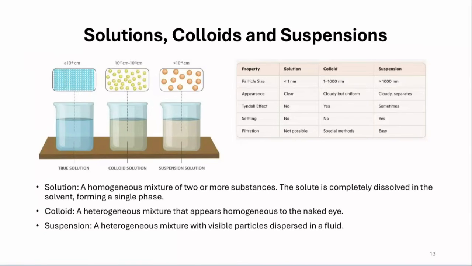Overall, when it comes to homogeneous and heterogeneous mixtures, they can be classified as either true solutions, colloids, or suspensions. Let's define them so we can understand how these different types of mixtures can be classified. First, a solution is a homogeneous mixture of two or more substances in which the solute completely dissolves in the solvent, forming a single phase.